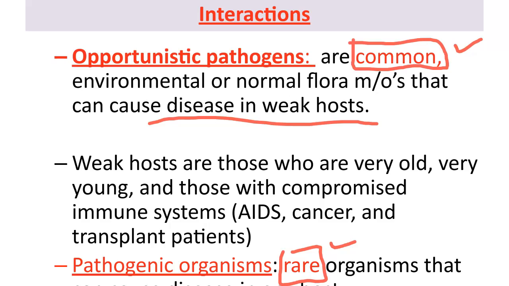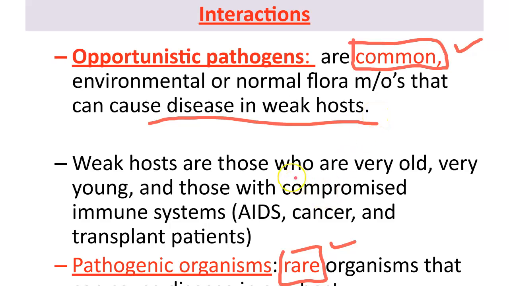On the other hand, if I were to sample a classroom, for example, I would not, most likely, find a true pathogen like, for example, Mycobacterium tuberculosis. So true pathogenic organisms are rare, and they, at least in theory, can cause disease in any host, versus opportunistic pathogens that are common in the environment and can typically cause disease in the wrong place at the wrong time in weak hosts.